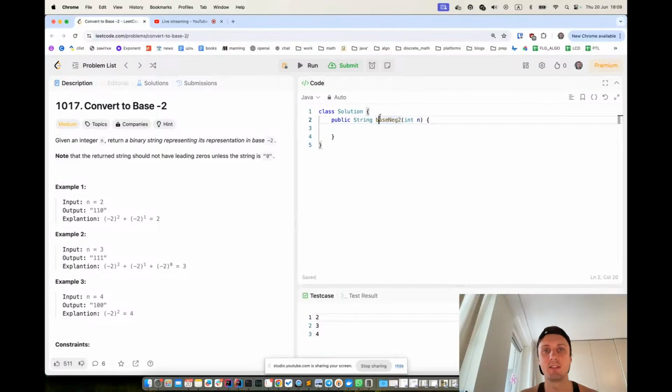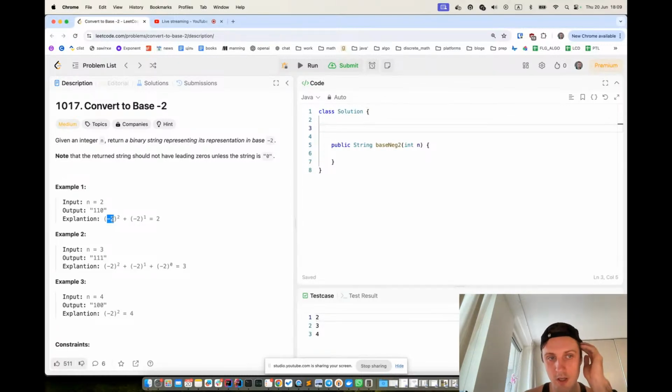Okay, yeah, understand. So we have some integer, and we want to have a string representation of this integer. I'm interested in the example here. So we have -2 squared, it would be 4, then -2, yeah, 4 minus 2 will be 2. Okay. And convert to base -2.